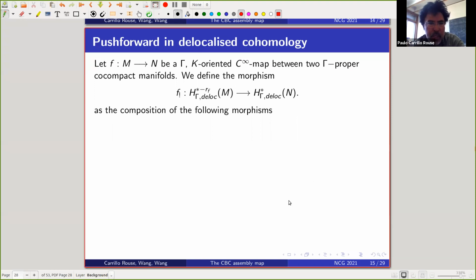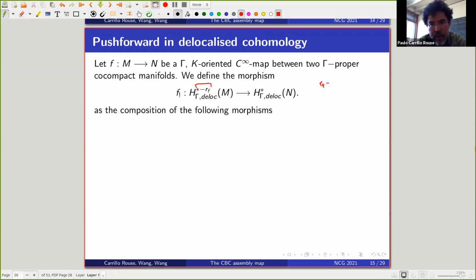Once you have these groups, the point is that we could generalize these push-forward constructions. Of course, there are details that I will mention, but given a K-oriented map, perhaps it can be weaker than that, but at least K-oriented is enough for my purposes today. So you have a Gamma-equivariant map between M and N, two proper cocompact manifolds, and you can define a morphism, in the wrong way of the functoriality, between these cohomological groups. It's not really important for the talk that this is shifting.